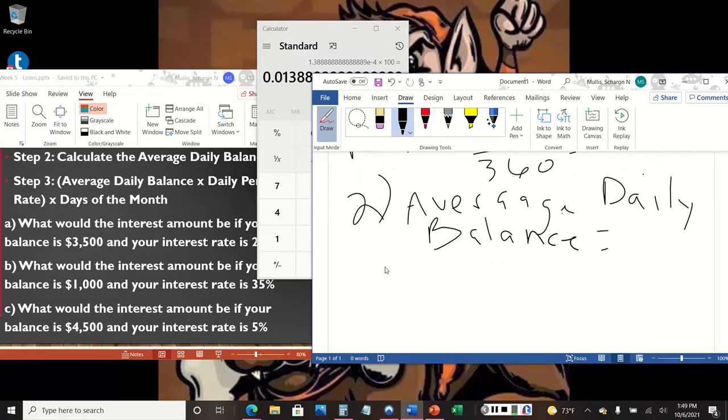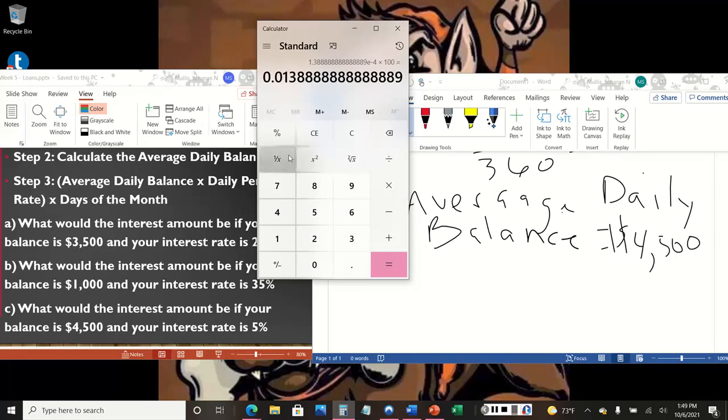We know that our daily balance, based off of what's in our example, is $4,500. So we need to make that a percent, and then we need to multiply that times 4,500 times 31 days for October, and that gives our payment is going to be $19.38. So if our balance was $4,500 and our interest rate was 5%, we would expect to pay $19.38 in interest.